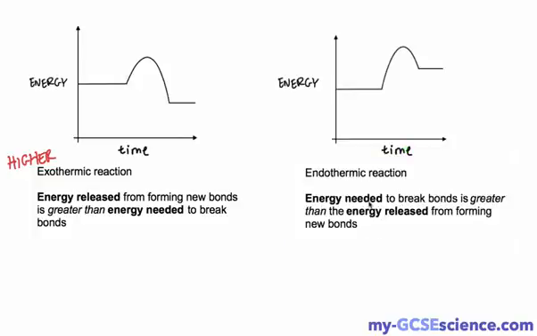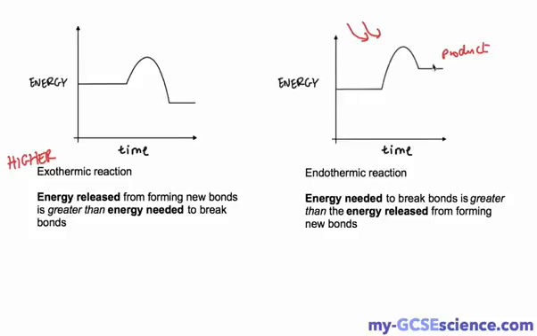For an endothermic reaction, it's the other way around. The energy needed to break the bonds is greater than the energy released from forming new bonds. So here on this diagram you can see that the energy of the products is at a higher level than the energy of the reactants. So that means energy must have come from somewhere to make those products, and that has come from the environment. So this is an endothermic reaction.